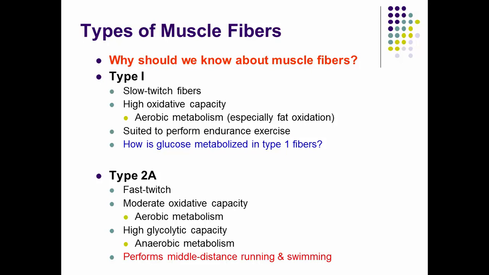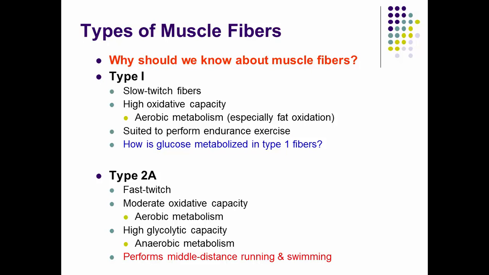So I just gave you a little bit more information, but basically to review again the three different types of fibers. The type 1 is the slow twitch fibers, right? It has a higher oxidative capacity because of higher mitochondrial content, and mostly does aerobic metabolism. Particularly, it's able to oxidize fatty acids, right? So it does fat oxidation, and it's suited to perform endurance exercise, long-distance running, for example.